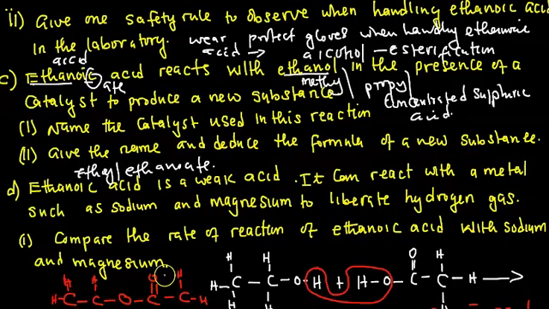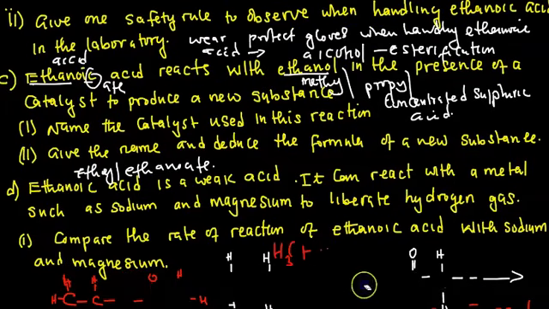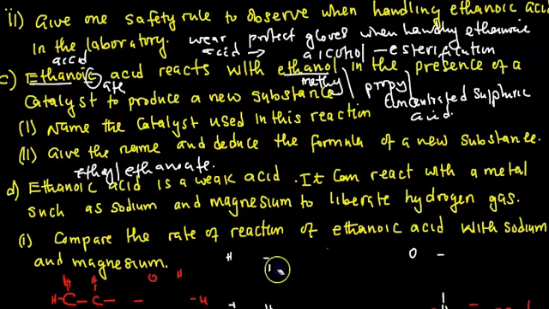This is called the ester linkage. So this is how the product is going to form. This is called ethyl ethanoate. Okay, so we've just answered that part. So which part is remaining? The other question is question D.